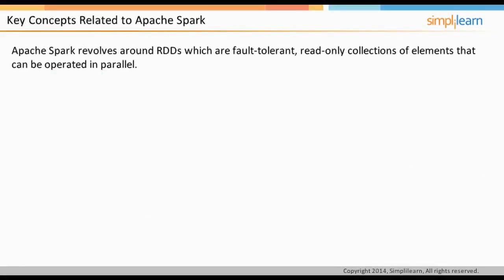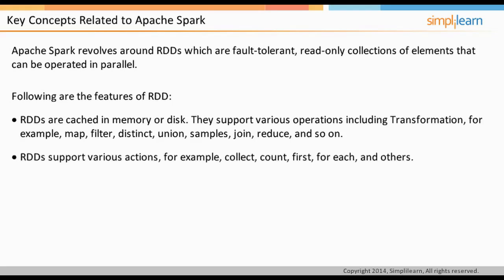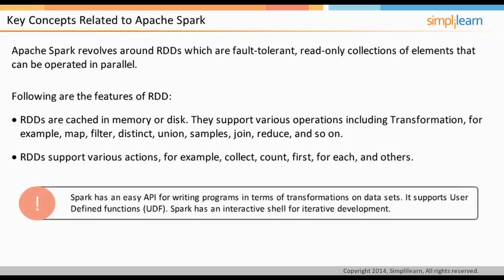Apache Spark revolves around resilient distributed data sets, RDD, which are fault-tolerant, read-only collections of elements that can be operated in parallel. Following are the features of RDDs. RDDs are cached in memory or disk. They support various operations including transformation, for example, map, filter, distinct, union, samples, join, reduce, and so on. RDDs also support actions, for example, collect, count, first, for each, and others. Spark has an easy API for writing programs in terms of transformations on data sets. It supports user-defined functions or UDFs. Spark has an interactive shell for iterative development. In the next screen, we will further focus on Apache Spark.